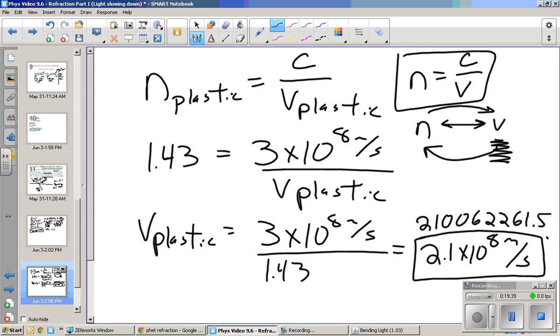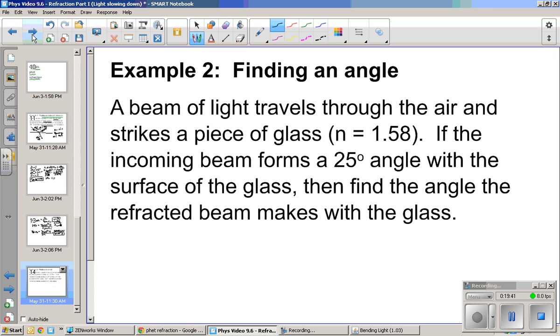One last example. I know I'm going over my 20 minutes again. This section is pretty involved. All right, so for example 2, this time we're going to find an angle.